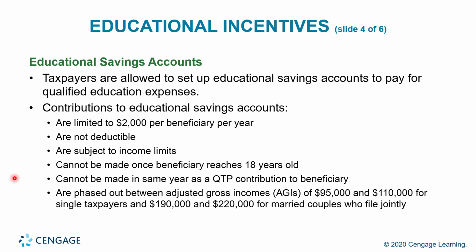Educational savings accounts. Taxpayers are allowed to set up educational savings accounts to pay for qualified education expenses. Contributions to educational savings accounts are limited to $2,000 per beneficiary per year. They are not deductible, are subject to income limits, cannot be made once the beneficiary reaches 18 years old, cannot be made in the same year as a QTP contribution to the beneficiary, and are phased out between adjusted gross incomes of $95,000 and $110,000 for single taxpayers and $190,000 and $220,000 for married couples who file jointly.